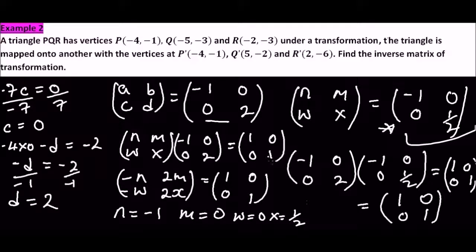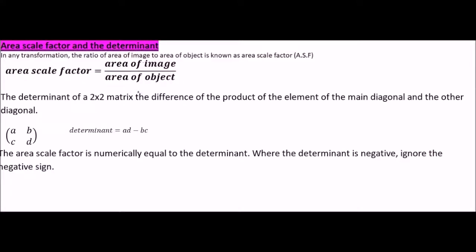From there, we are going to look at the relationship between the area scale factor and the determinant of the transformation matrix. So, in this section, we are going to deal with the relationship between area scale factor and the determinant. In any transformation, the ratio of area of image to area of the object is known as area scale factor. In short, written as ASF, area scale factor. And that is, area scale factor is equal to area of the image divided by the area of the object.